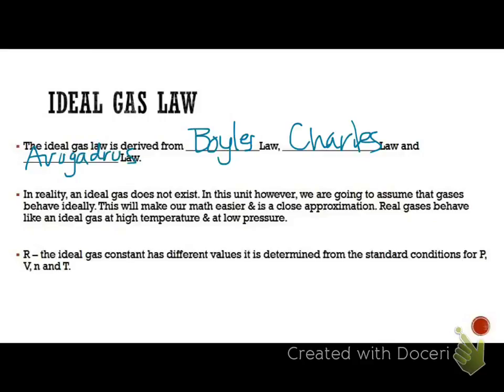Okay? So, in reality, an ideal gas actually does not exist. It is a theory, kind of like the kinetic molecular theory. But we are going to assume that these gases are behaving ideally. That's why we use these gas laws, because they're a decent assumption. It's going to make our math easier, and it's a closer approximation. But this is something you do need to know, and we'll highlight it. Real gases behave like ideal gases at high temperatures and low pressures. Also, nonpolar molecules will behave more ideally. That's important. I would put a star by it.